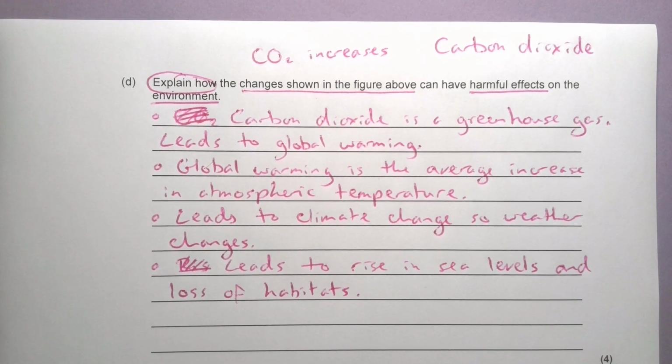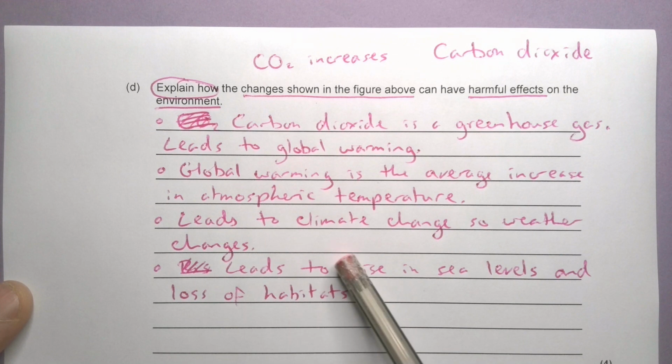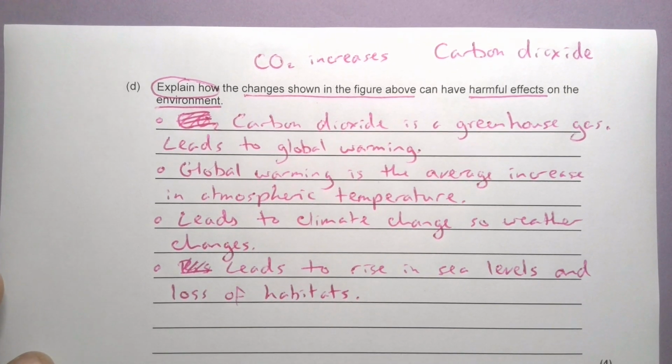Okay, so that would be a very strong 4-mark answer because I've got some linkage in there. I talk about carbon dioxide. I know what carbon dioxide is. I know what global warming is, and then I know how climate change affects the weather and also the linkage across to the habitats and the environment. Okay, hope that helps.